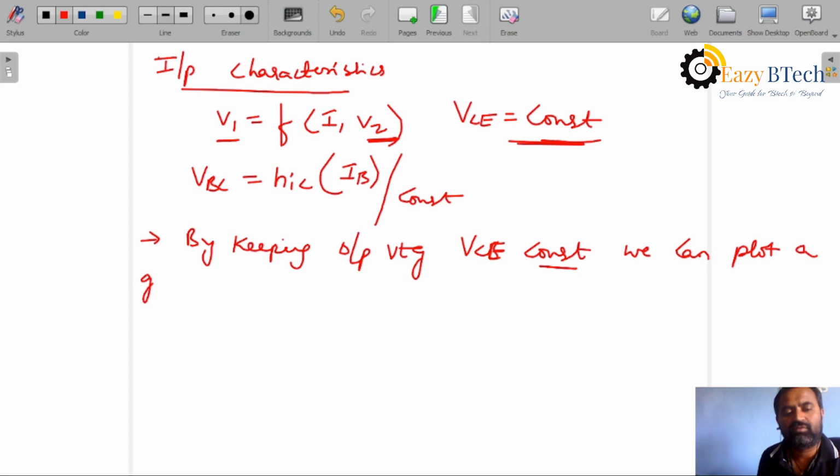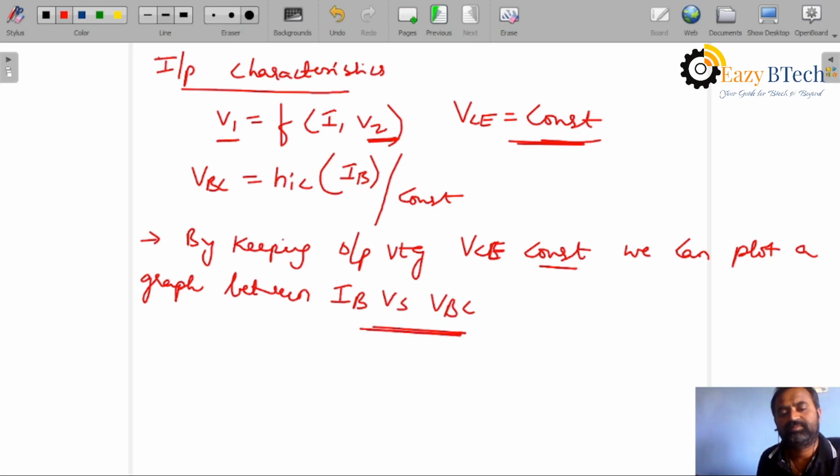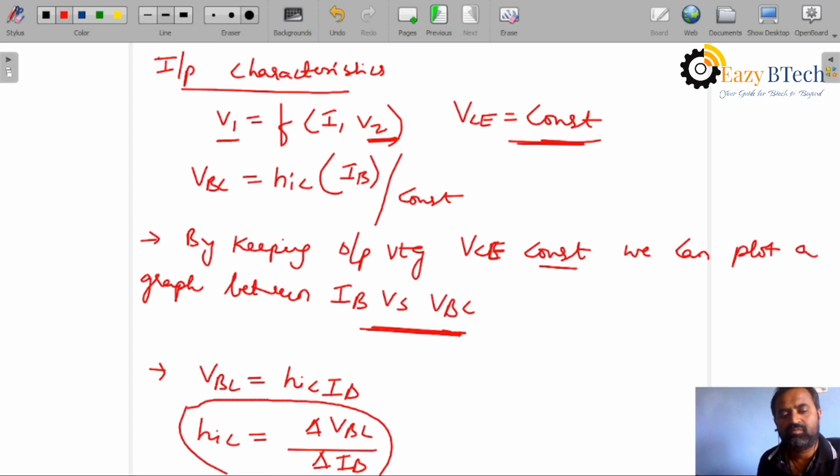a graph between IB versus VBC. Okay, that is, we write VBC is equal to HIC into IB. We write HIC is nothing but change in VBC by change in IB. It is the input impedance.